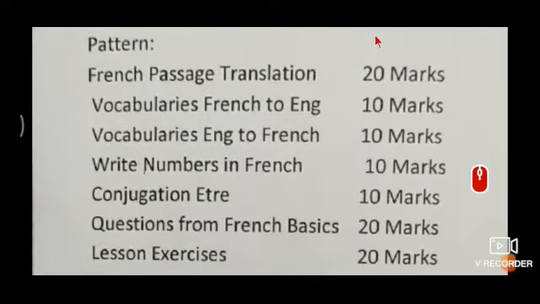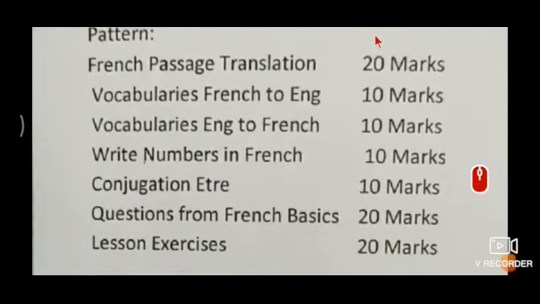Next, write numbers in French. Numbers 1 to 10 you already did, so 11 to 20 you know. Out of these numbers, 1 to 20, I might ask any numbers. It might be 1 to 10, or 11 to 20, or 5 to 15. It might be any series of numbers. We'll see this, and anyway we'll concentrate on each thing.